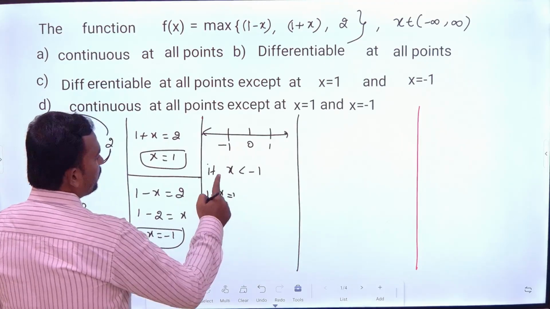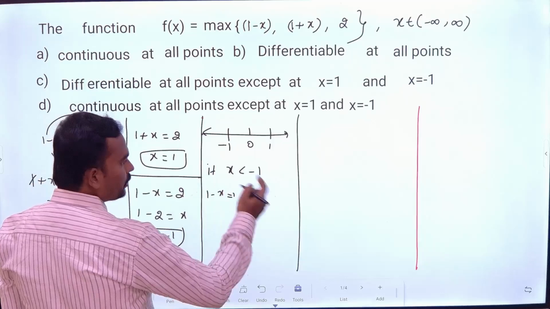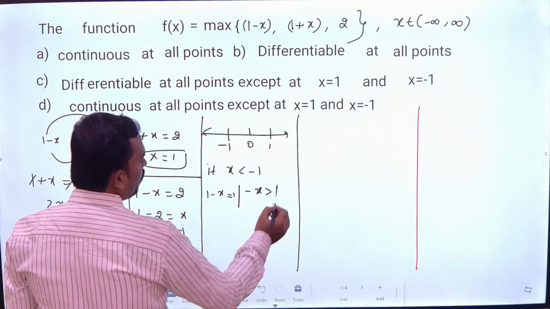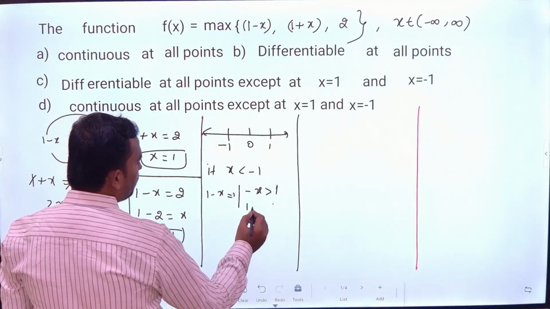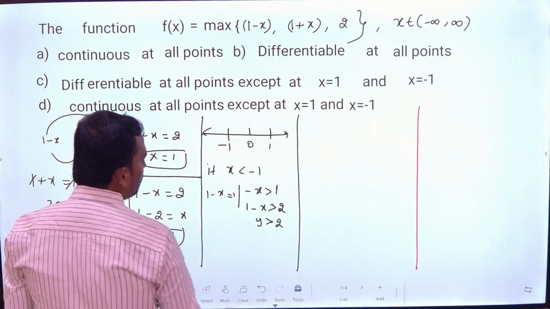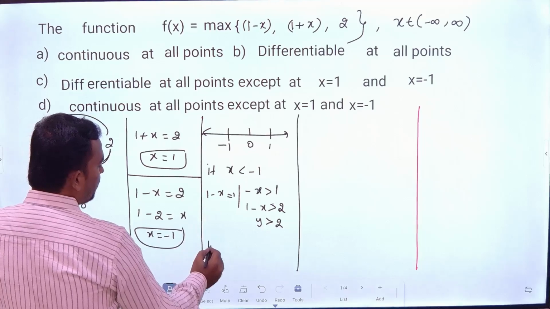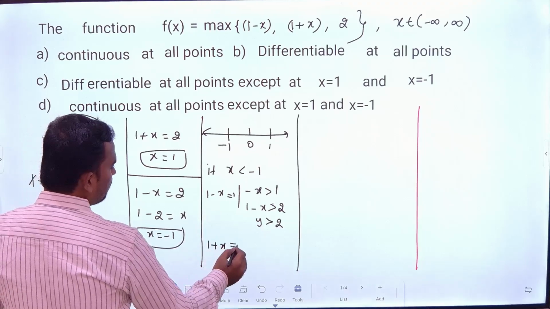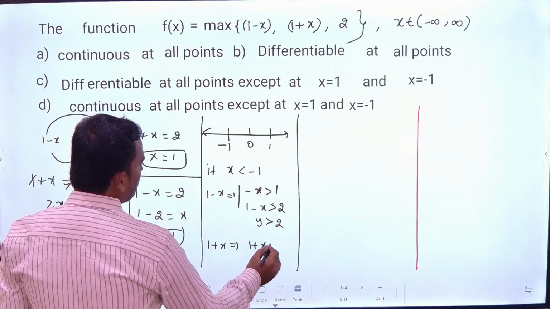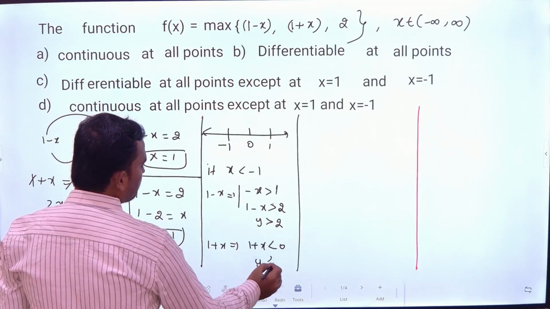So first you multiply by minus 1 on both sides: minus x is greater than 1. Add 1 on both sides: 1 minus x is greater than 2. So y is greater than 2. Let me take 1 plus x. Just adding 1 on both sides, what will we get? 1 plus x less than 0. So y should be less than 0.